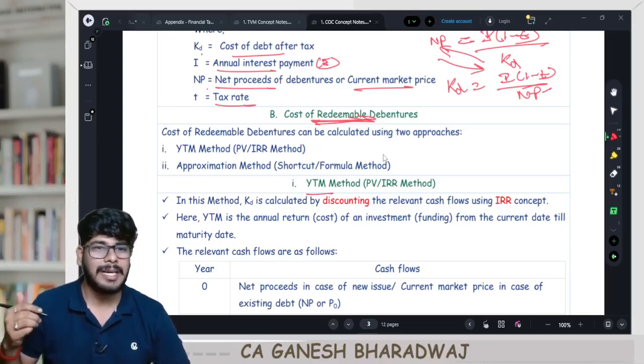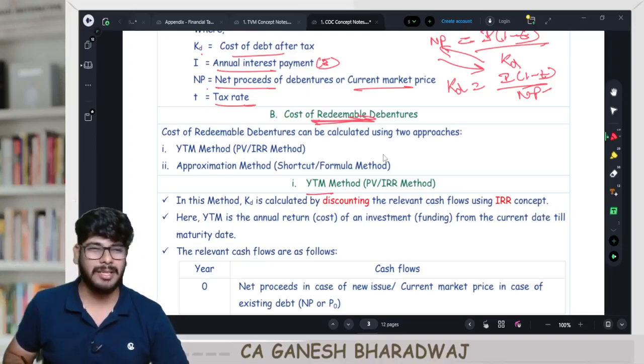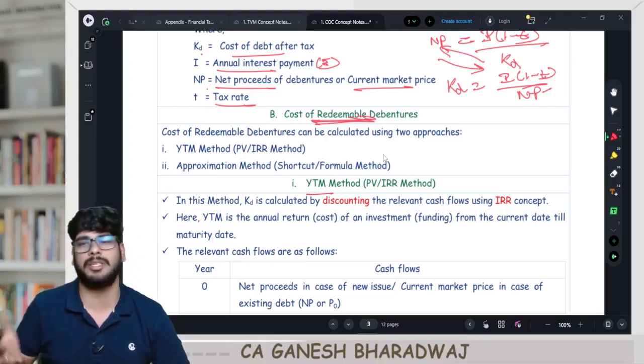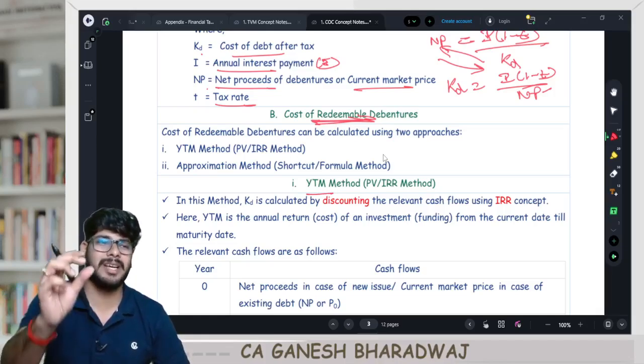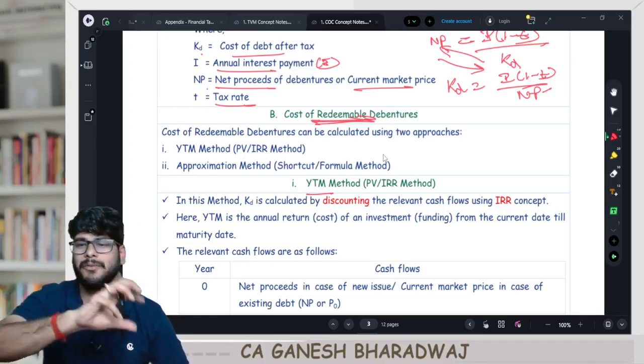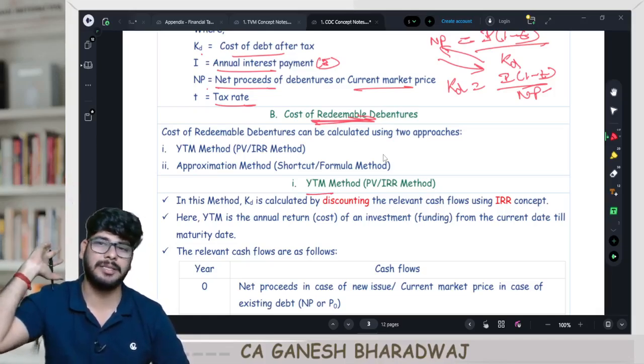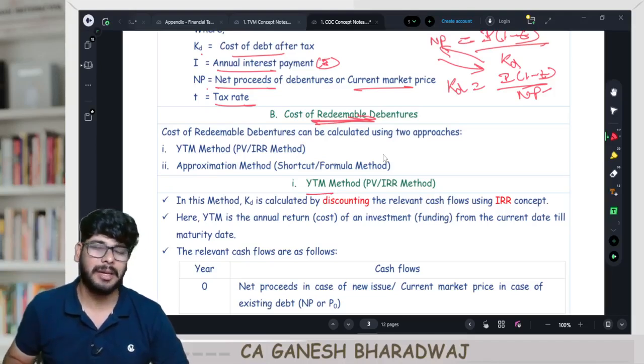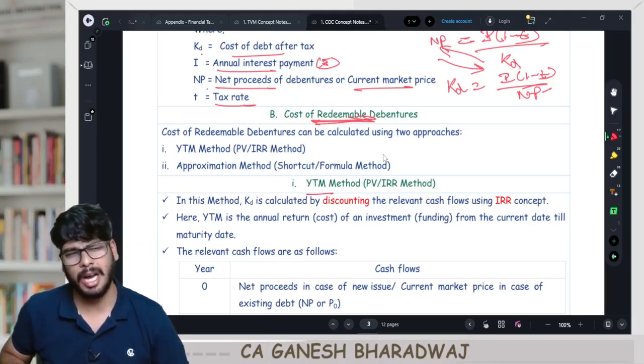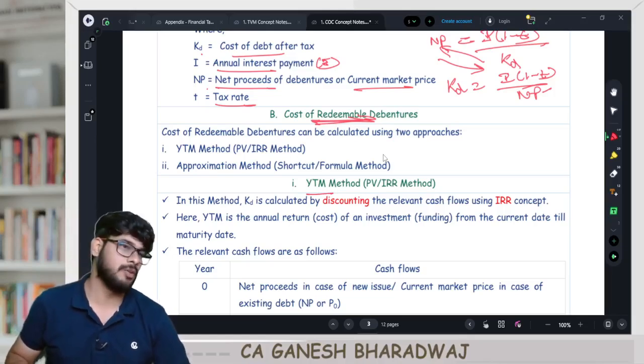Clear? The second method is called the shortcut method, also known as the formula method, also known as the approximation method. One straight away formula you apply. If you apply this formula, you will get the final answer. This is your KD, right? But that is not the exact KD. That is an approximate KD value. Are you able to understand?